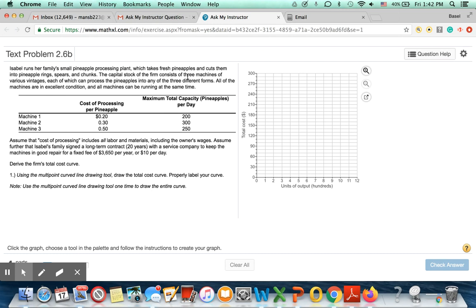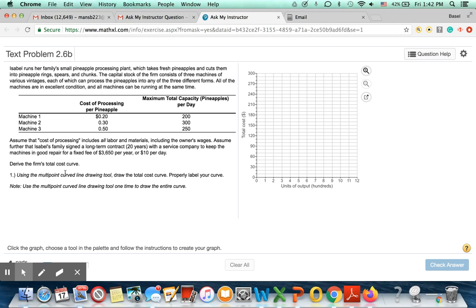So basically, when we draw this curve in here, we draw the variable cost curve. But let's see if we have a fixed cost. So I'll just read the question. We have a fixed fee of 3,650 per year, which is like a fixed cost per day of $10. So I assume that the production in here is per day production.